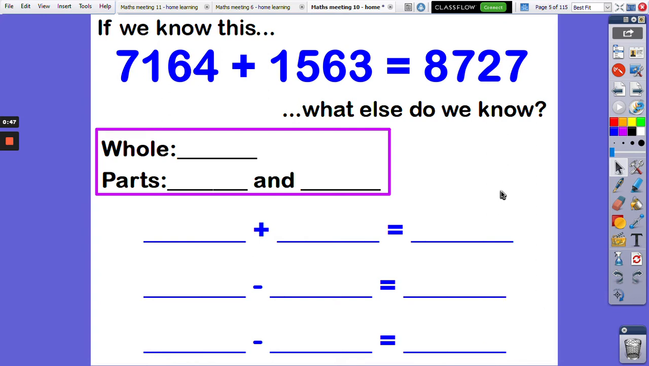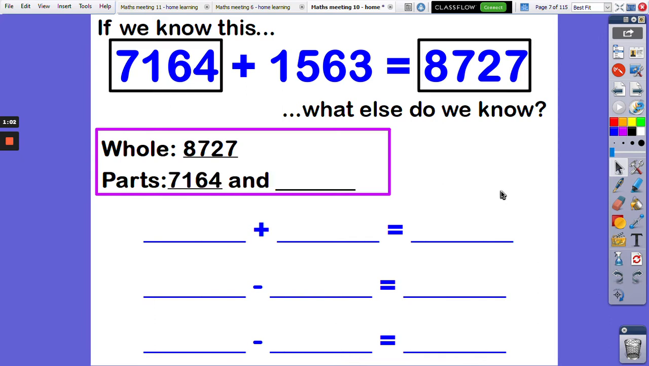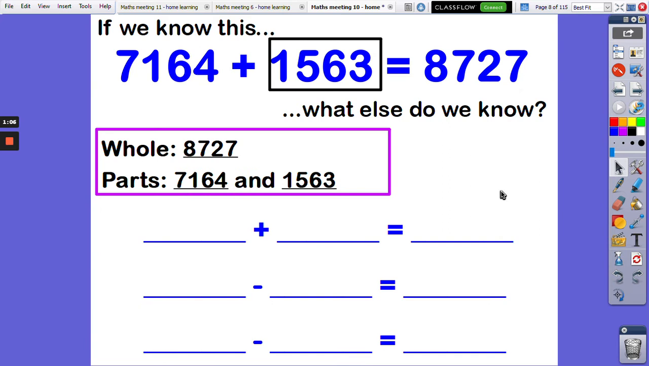Right, let's make a start, shall we? 7,164 plus 1,563 equals 8,727. The whole is 8,727, the largest number in the calculation. The parts are 7,164 and 1,563. So if we know those three facts, we can do the next three calculations really easily.